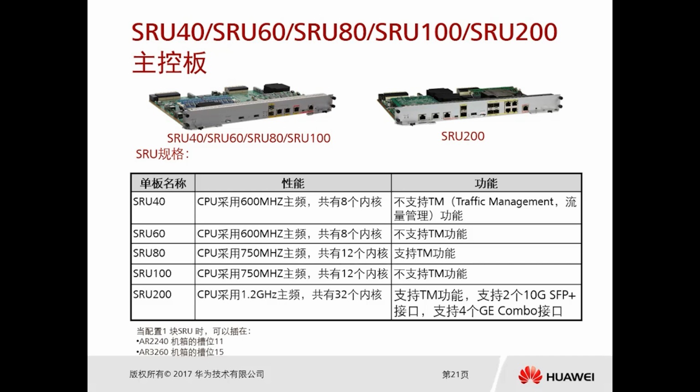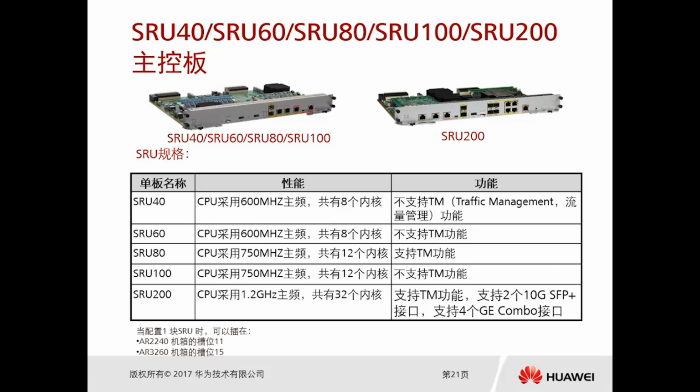The main difference is in forwarding performance and traffic management functions. The SRU40 main control board can provide a forwarding performance of 2 terabits. What about 60? Its forwarding performance is slightly better, at 2.5 terabits. And the SRU80 can provide a forwarding performance of 4 terabits. They all provide TM, that is, traffic management.